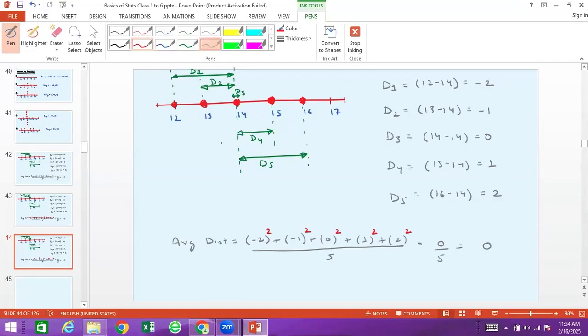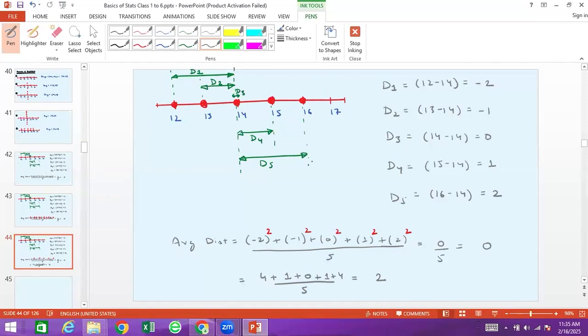Now, if I'm taking the square, this will become 4 plus 1 plus 0 plus 1 plus 4 divided by 5, which is what? 10 divided by 5, 2. Right? I've done it right, right? Yes. Okay. It is 2. So is it right to say that on an average, each data point is at a distance of 2 units?